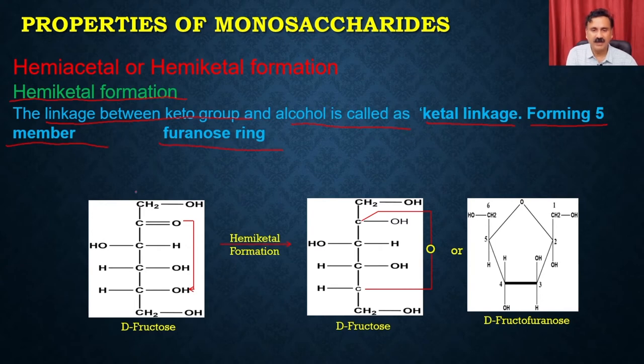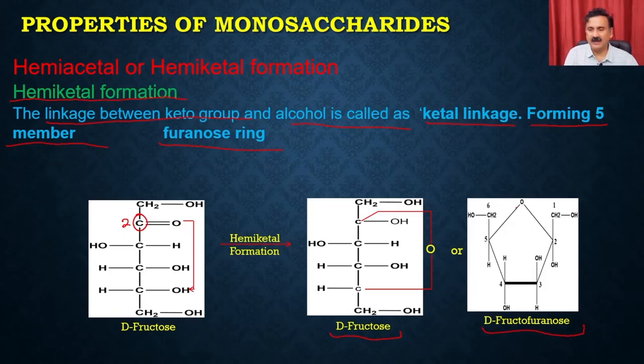So what will happen when you have the carbonyl group, or the keto group, and that keto group is present on the second carbon? That keto group is going to attack the fifth carbon, and that's how it forms the hemiketal, and that's how it is going to have two different forms. This is the Fischer formula, and this is the Haworth formula.